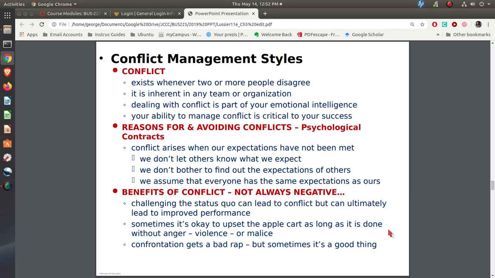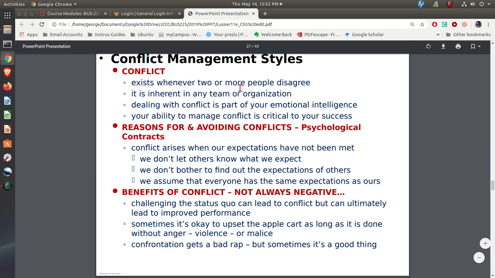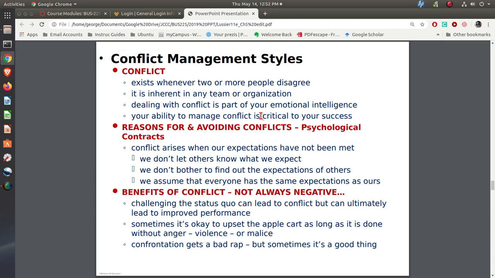Now, conflict. Conflict is basically just where you have some disagreement. You're going to have conflict no matter what you're doing, no matter where you're at, in organizations, in families, and things like that. It's not always negative. Many times, having a little conflict can get people motivated and actually find improved ways of doing things. There could be reasons for some of the negative conflict. Maybe we don't let others know exactly what we expect. Maybe we don't bother to find out what their expectations are. And it's possible to be in conflict with someone without even knowing about it.